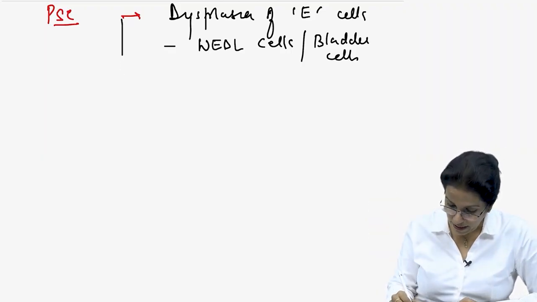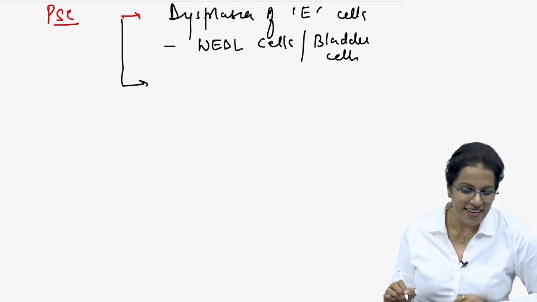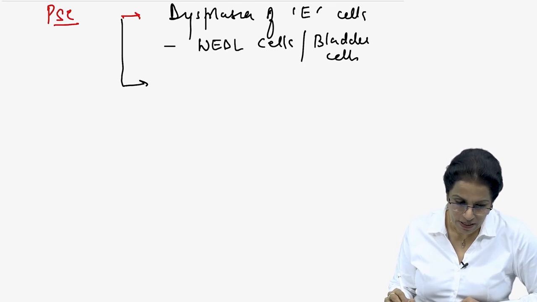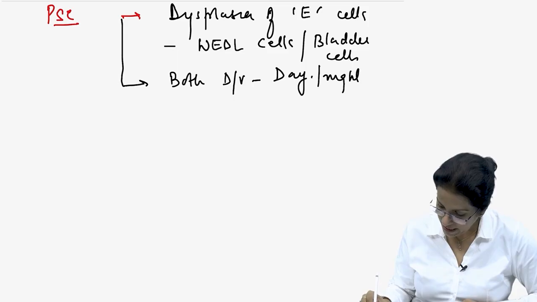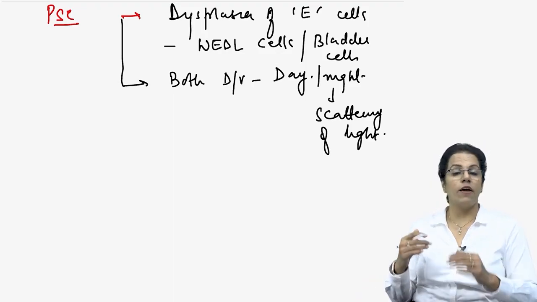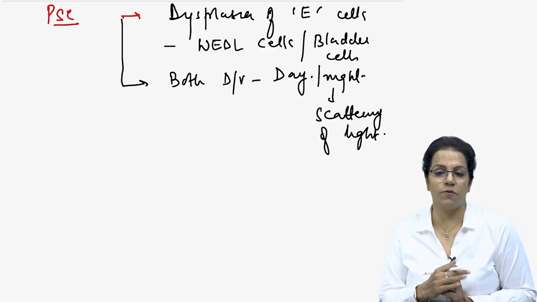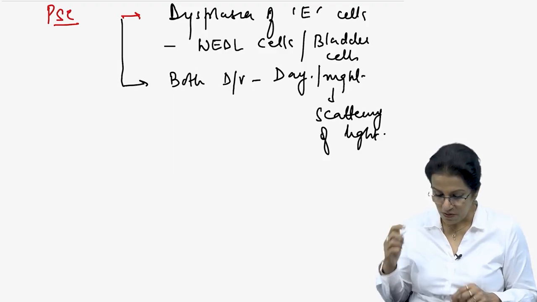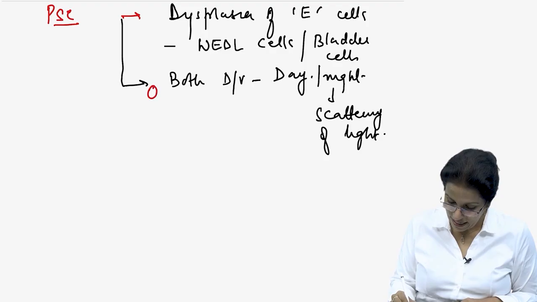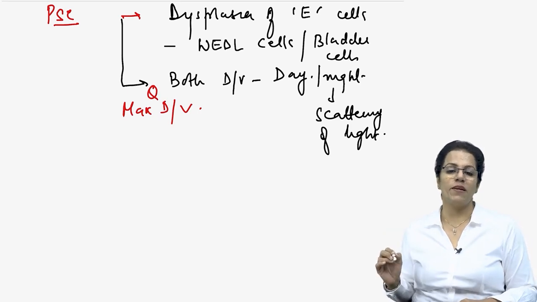Another important point, it diminishes both your day and night vision. There is diminution of day vision because it's a central opacity, and also night vision. Why? Because of scattering of light. In the day also, for far as well as for near particularly, you will have a problem, right? This was an exam question, I think I've discussed this. Maximum diminution of vision is in which opacity? It is posterior subcapsular opacity.